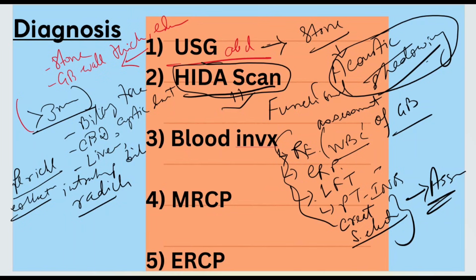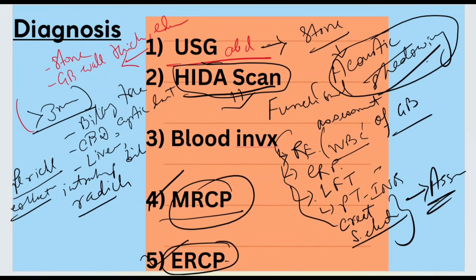Now coming to MRCP, if we are suspecting any stone in the CBD, then we can definitely go for MRCP also. MRCP is only for diagnostic purpose, whereas ERCP is for diagnostic as well as for therapeutic purpose, where we can remove the stone in CBD.